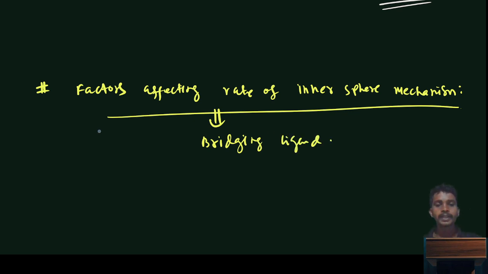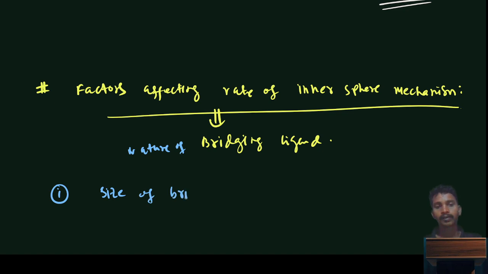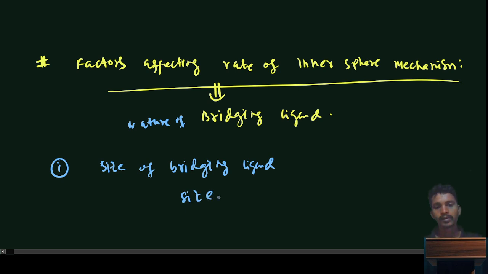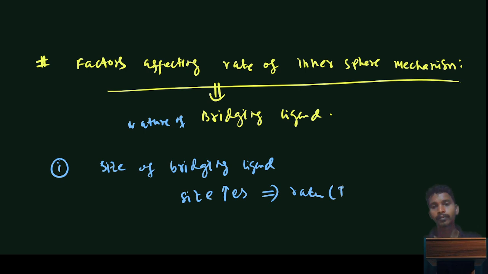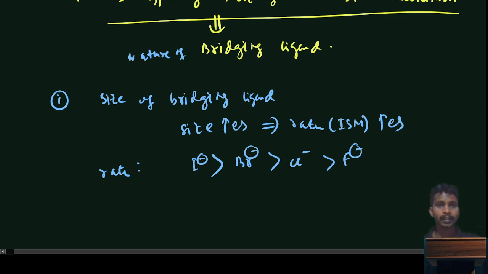The type of bridging ligand, the nature of the bridging ligand, matters. So the first point is the size of the bridging ligands. If the size is high, then the rate of the inner sphere mechanism is also high. Like if we have I- as the bridging ligand, then the rate is high, then Br-, then Cl-, then F-. This is the first factor on rate, the size of the bridging ligands.